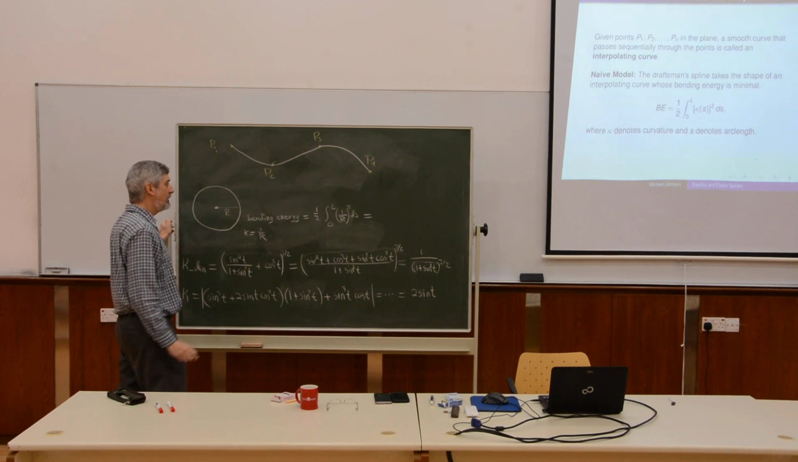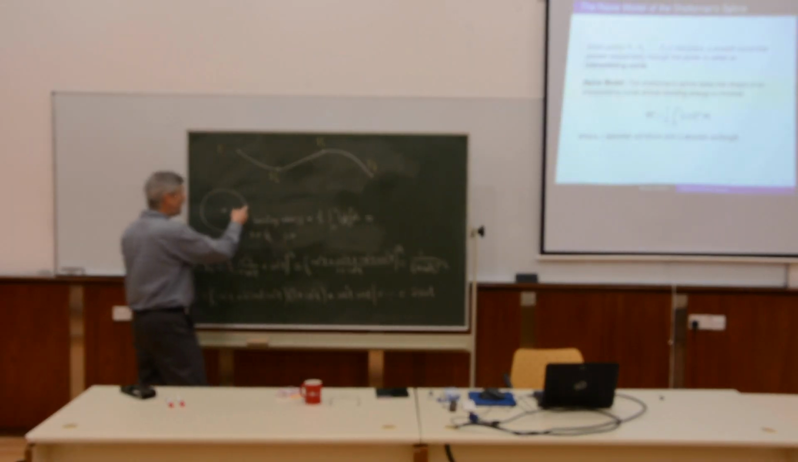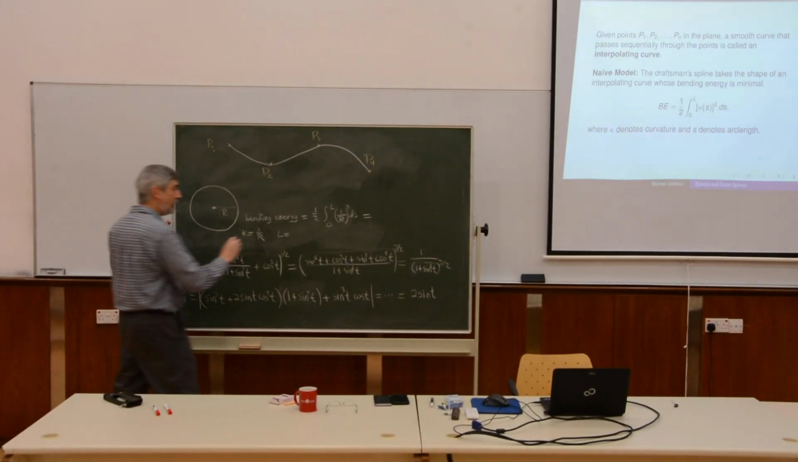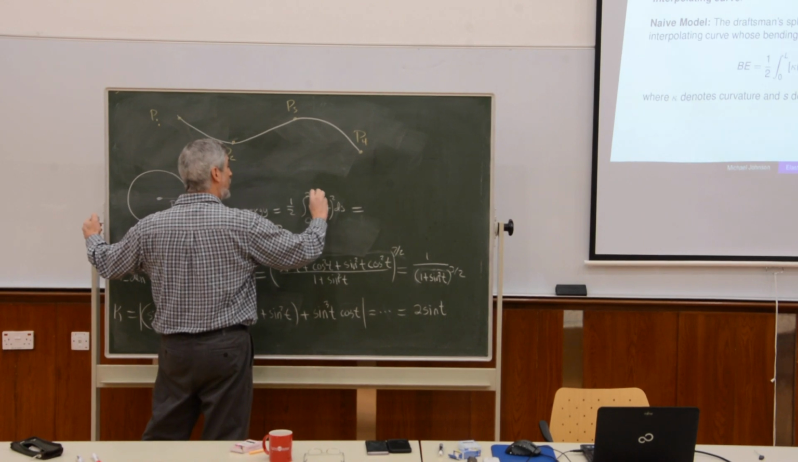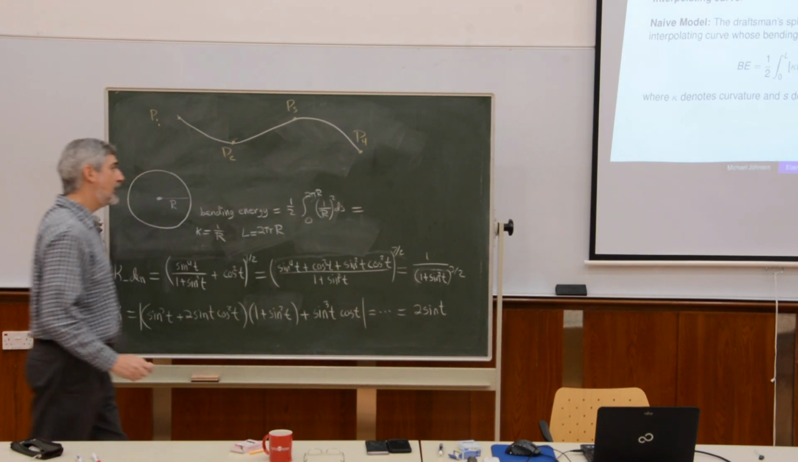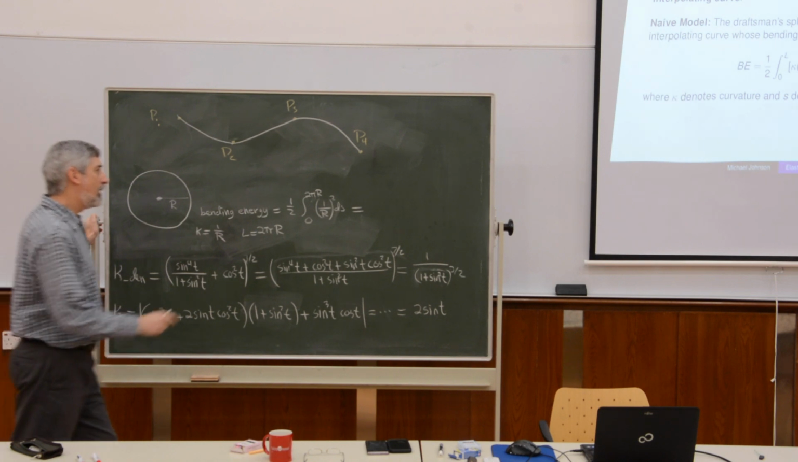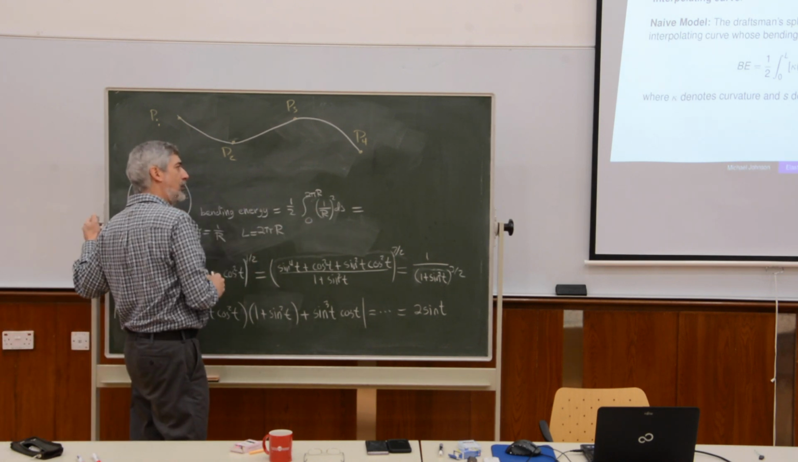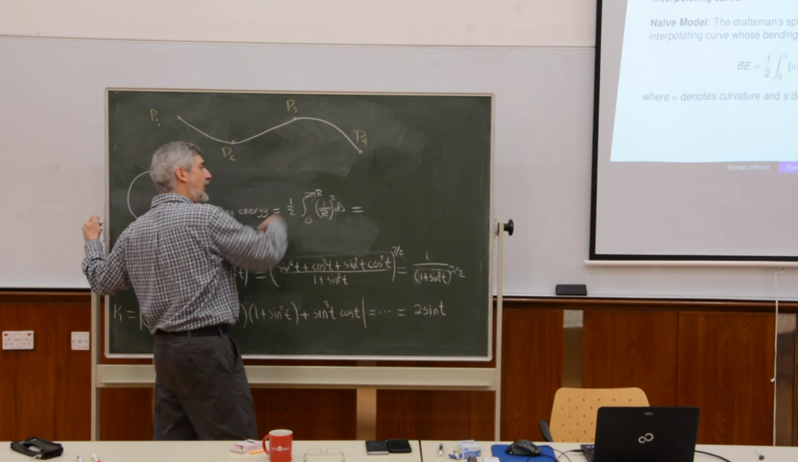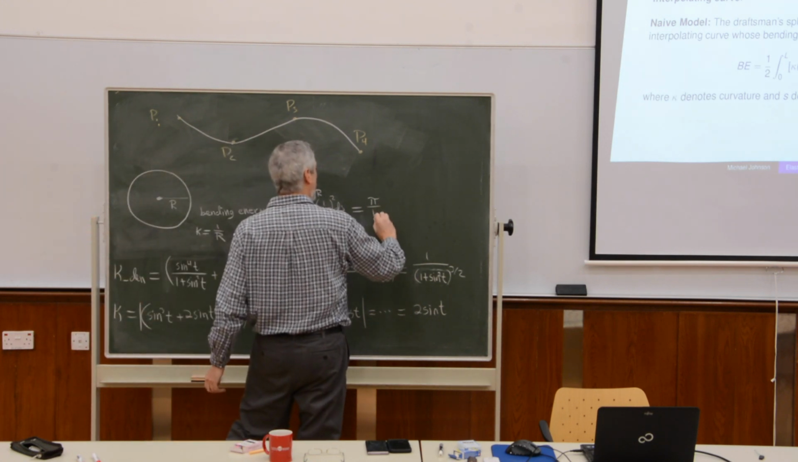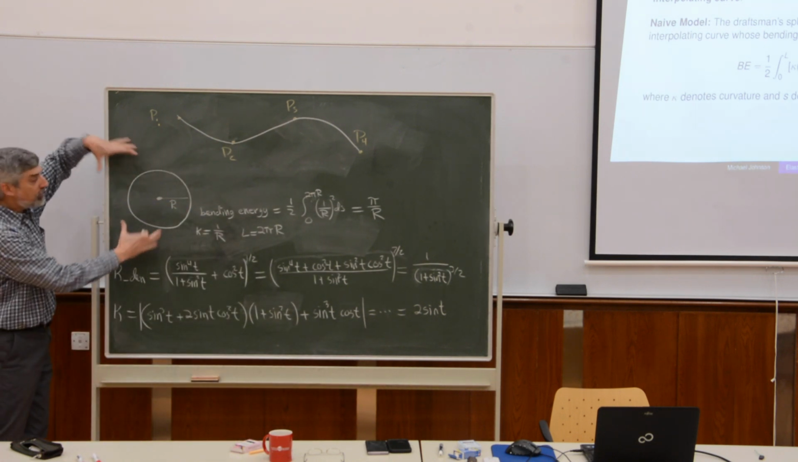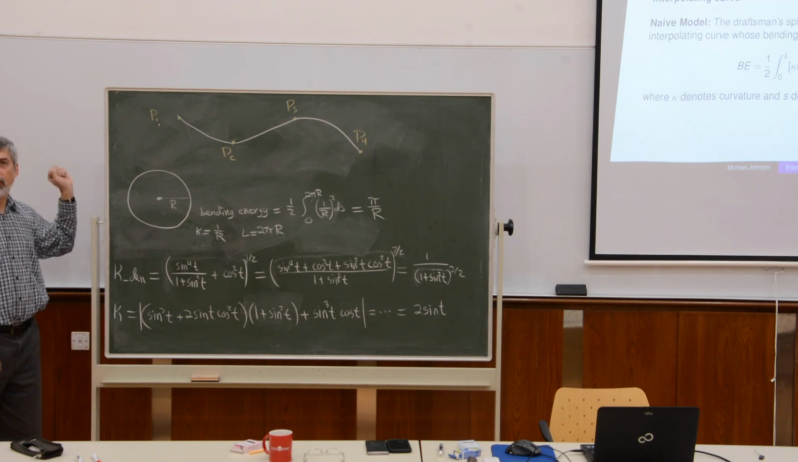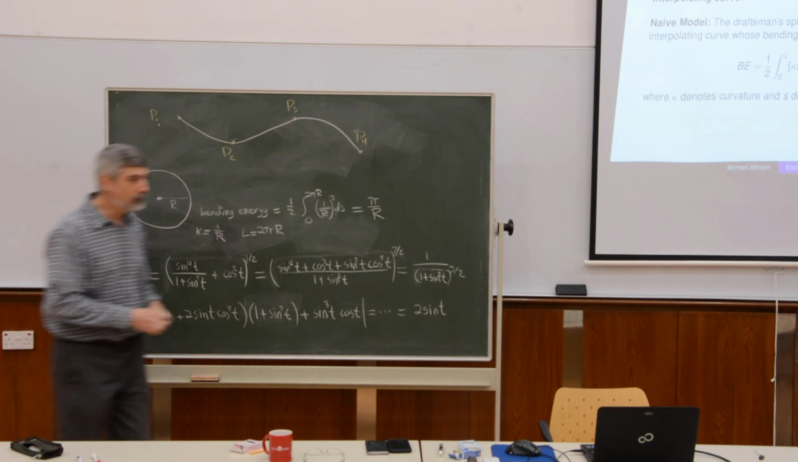What's the length of the circle? 2 pi r. Okay, so instead of length here, I can put 2 pi r. So we're going to get 1 over r squared, this constant, times 2 pi r. So the 2's cancel, it's pi divided by r. So the bending energy is pi divided by r. So if I make the circle really large, what happens to the bending energy? It gets very small, right?